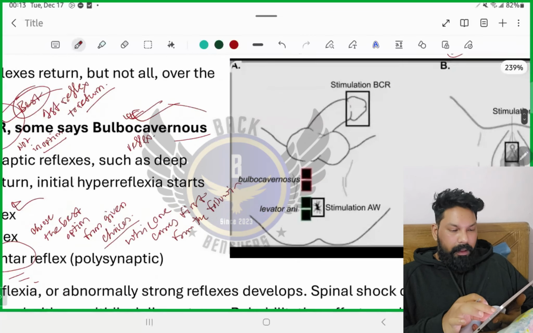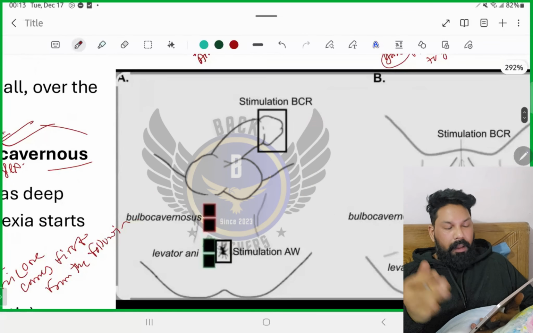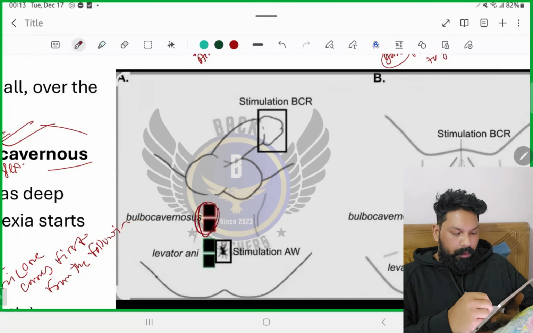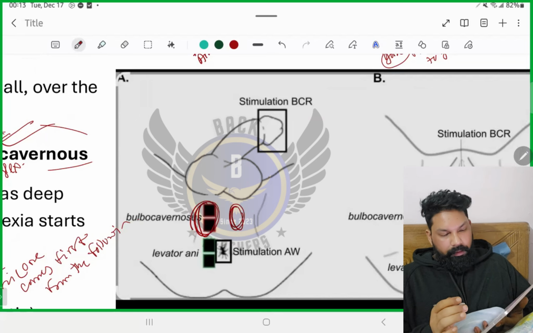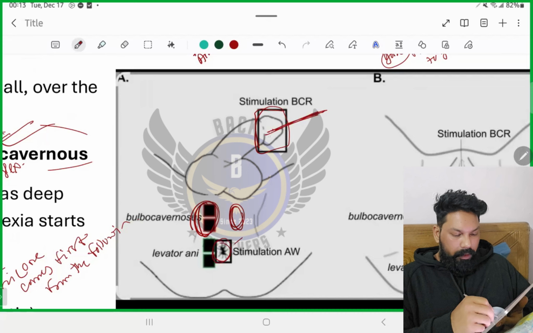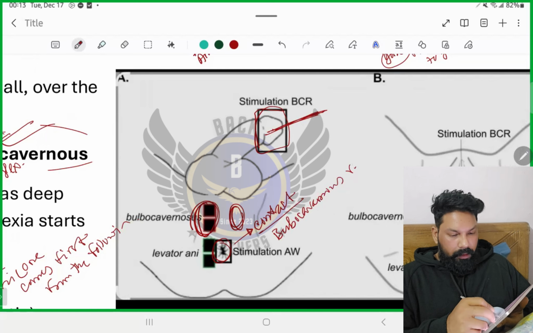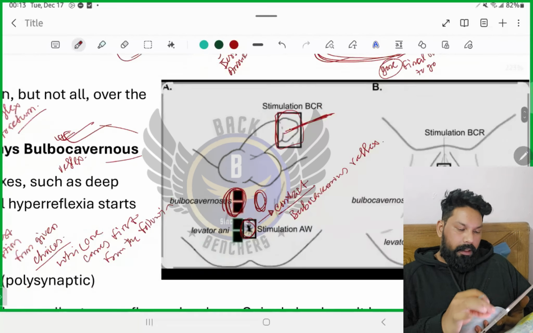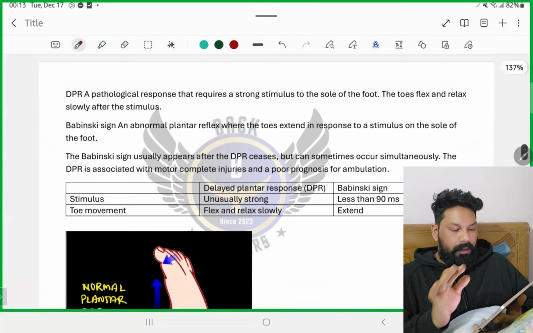Now about the bulbocavernous reflex. What is the bulbocavernous reflex? Here we have the bulbocavernosus muscle. When we pull the glans penis or gently pull the catheter, the anal sphincter will contract. This is the bulbocavernous reflex. Very simple.